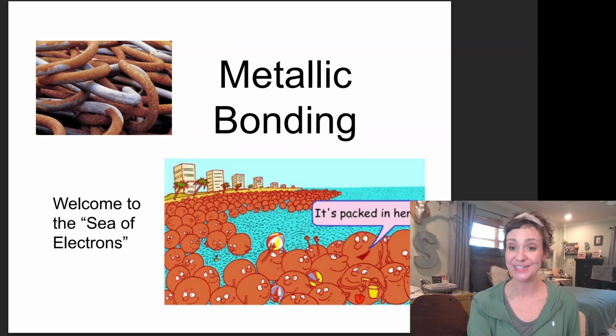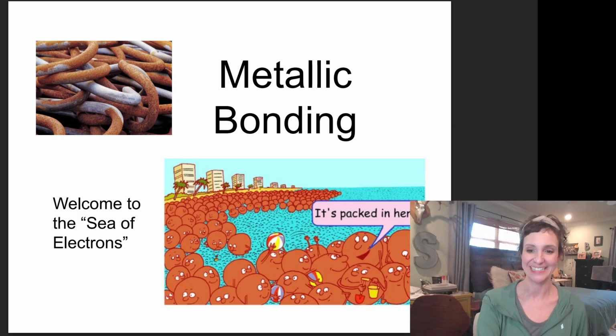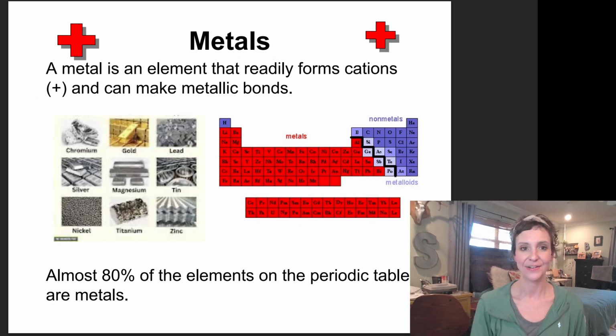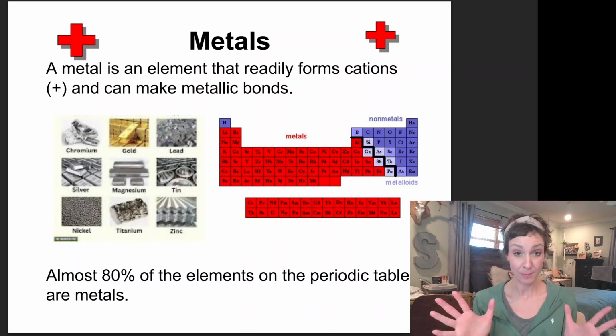So I think I alluded to last time in our intro lesson that a term for metallic bonding is the sea of electrons. So look at this, you guys. I bet you this is a bunch of metal cations swimming in their sea of electrons. Very, very fun. Okay, so metals, that's what metallic bonding is.